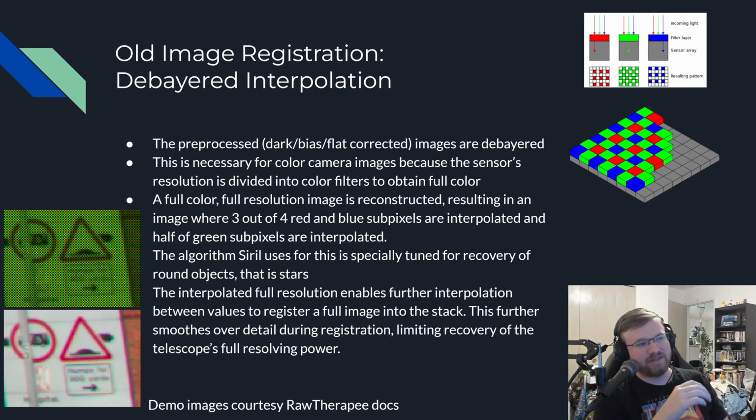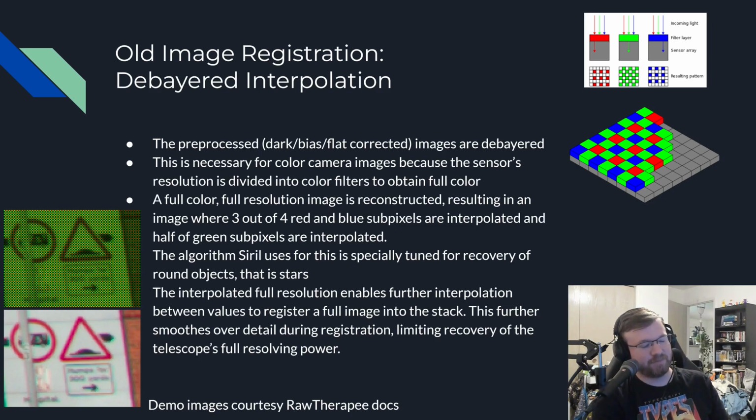So let's get into some more detail about the old image registration process, because it's going to explain bayering and why this is so important to know about for the differences of when you want to use one of these two different algorithms. In the old image registration step, you would use the pre-processed images with your dark, bias and flat corrections, but you would use debayered versions.